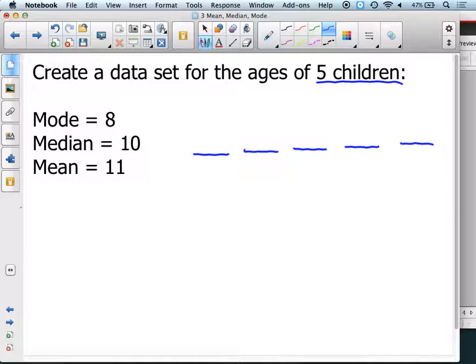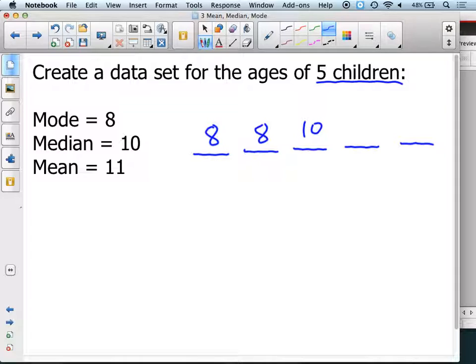Well, we know the median is the middle number. There's 5 of them, so the 10 has to go here. So the middle child has an age of 10. He does have a set of twins, can you tell? They're both 8 years old. So because 10 is younger than 8, I got to put them here.